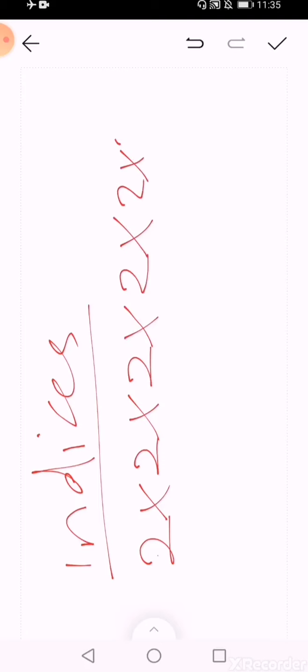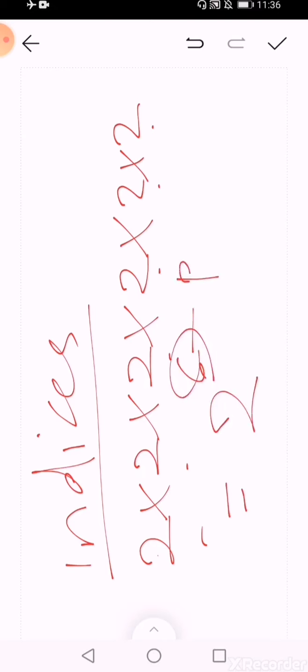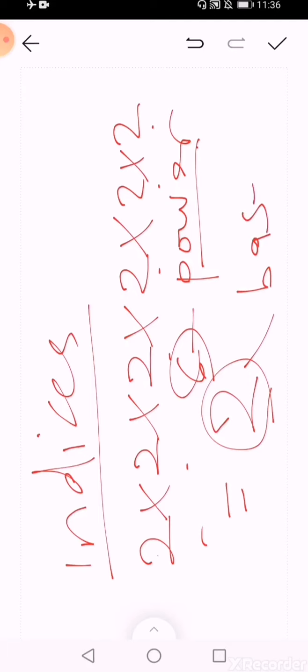For example, if I have 2 times 2 times 2 times 2 times 2 times 2, I have multiplied 2 six times, or I've multiplied 2 by itself 6 times. In a short way, using indices, I can write this as 2 to the power 6. This is the power, and it tells us how many times we multiply the base, and this is the base.